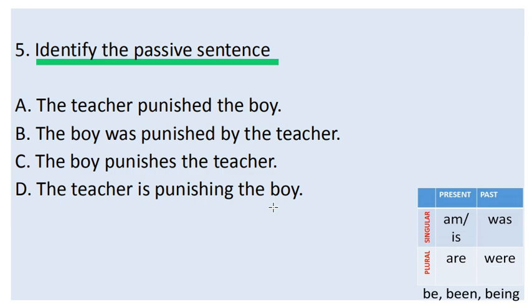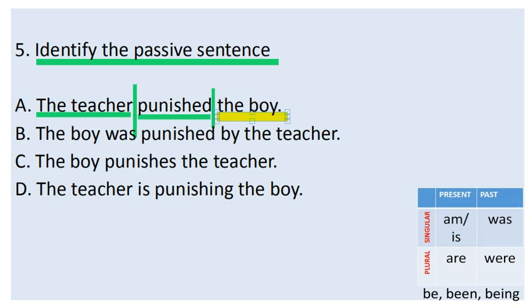For us to identify the passive sentence, we must understand the structure of a passive sentence. Note that passive sentence and passive voice mean the same thing. So when I say passive sentence, I mean passive voice, and when I say passive voice, it also means passive sentence. After studying all the given options, we know that the teacher is the performer, punish is the verb, and the boy is the receiver of the punishment. This means that our passive voice must begin with the boy.